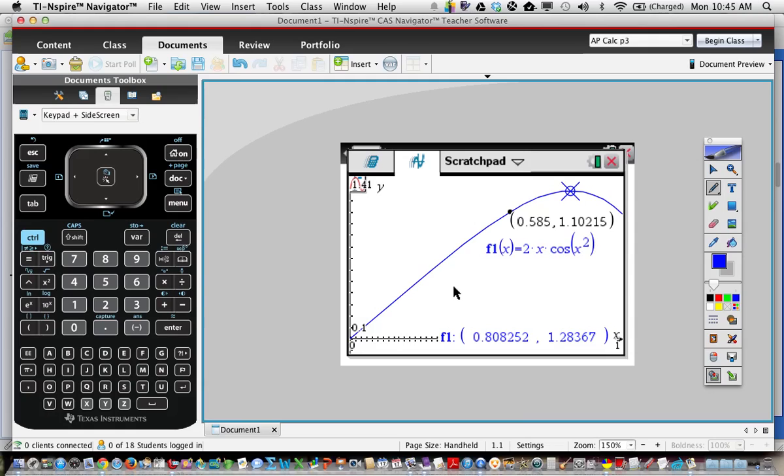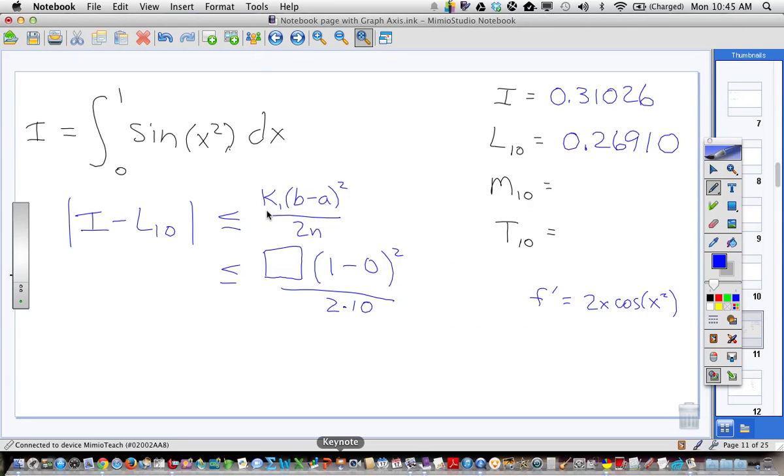Now remember what this graph is. This is f prime. So these y values are what? The slopes of the f graph. We're looking for that K1 value. We're looking for what number to put in here. We want the max slope.